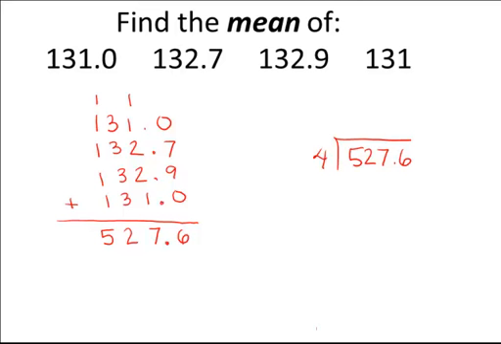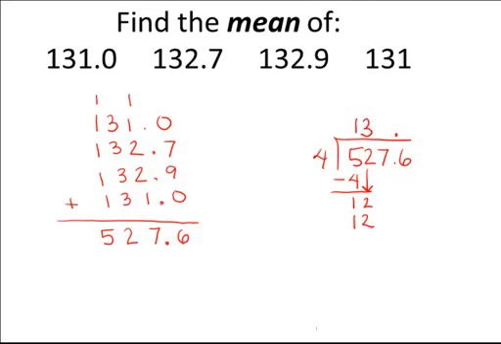Since I'm dividing by a whole number, I don't need to move any decimal points. Just bring the decimal point from the dividend directly above, and this will be the placement of the decimal point in my quotient. Now, 4 goes into 5 once. 4 times 1 is 4. Subtract to obtain 1. Bring down the 2. 4 goes into 12 3 times.